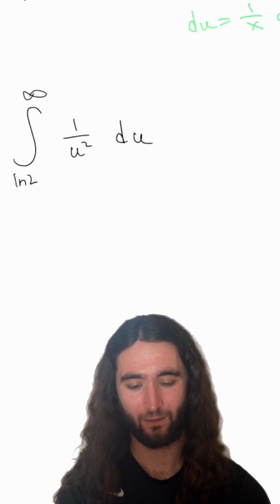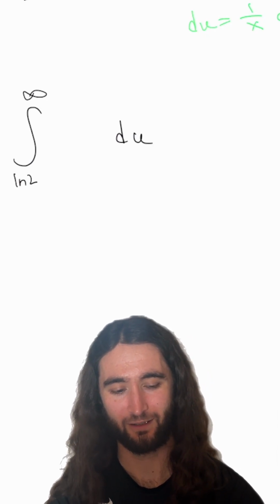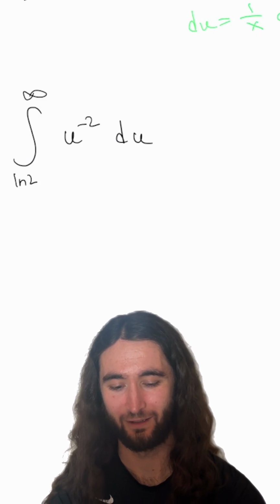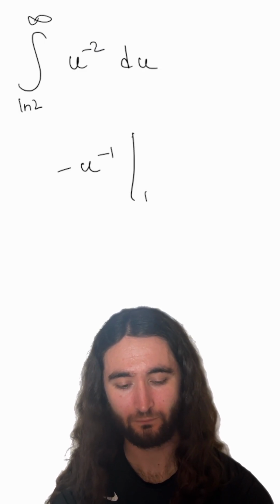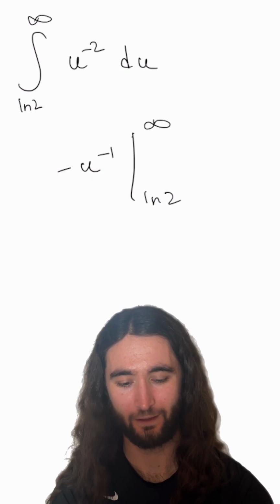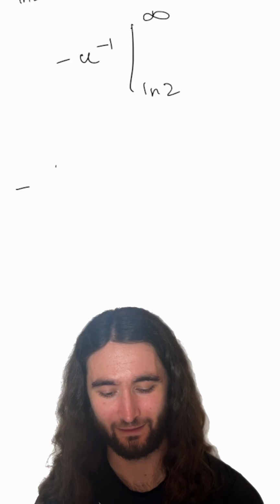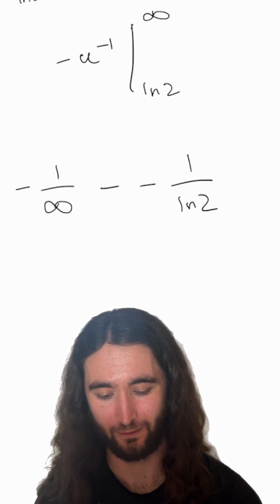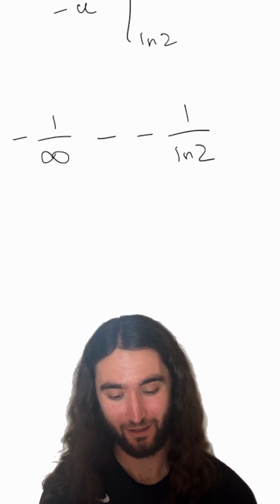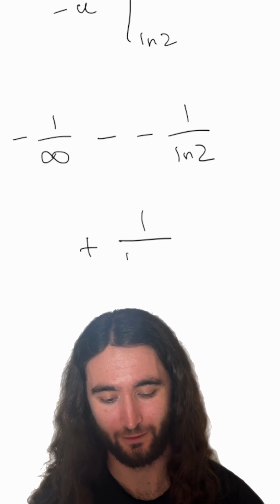Okay, so then fortunately we can take the antiderivative of that. Well, I always have to think of it as u to the minus 2, and that helps me to realize that that's negative u to the minus 1 from the natural log of 2 to infinity. And then when we plug stuff into there, that's going to be negative 1 over infinity minus negative 1 over the natural log of 2. 1 over infinity is 0, so this becomes plus 1 over the natural log of 2.